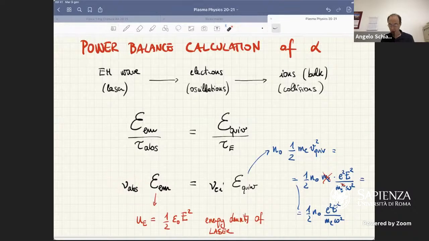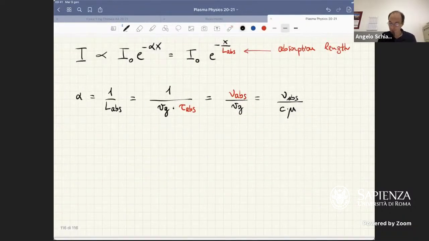Then we say that the absorption frequency is the power density for energy exchange between electrons and ions divided by the energy of the electromagnetic field. So let's write it. So this is 1 over c mu, and the absorption frequency will be mu_ei times the power density, the energy density of the quivering motion, divided by the energy density of the electromagnetic wave, EM.